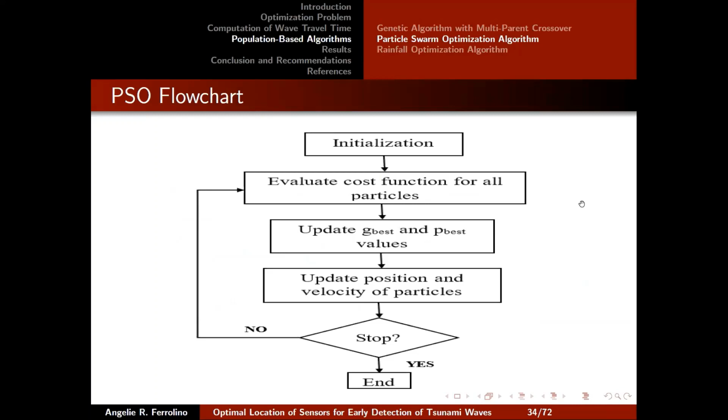This is the flowchart of the PSO. After initialization, we evaluate the cost function for all particles, and we determine the G-best and P-best values. G-best stands for the best location of the swarm, while P-best is the best location attained by each particle. Then we use the G-best and P-best values to update the position and the velocity of the particles. Again, we do this entire process until we satisfy the stopping criteria of the algorithm.